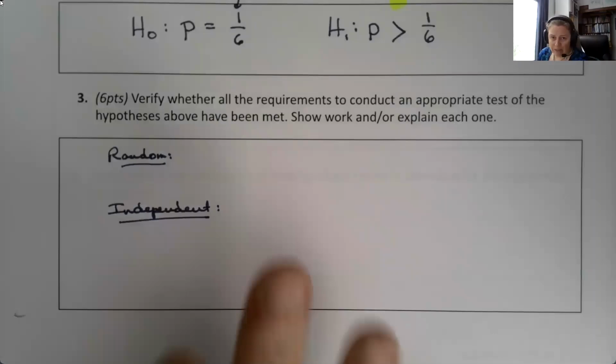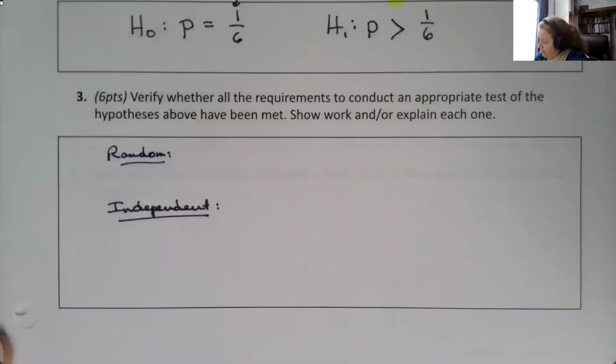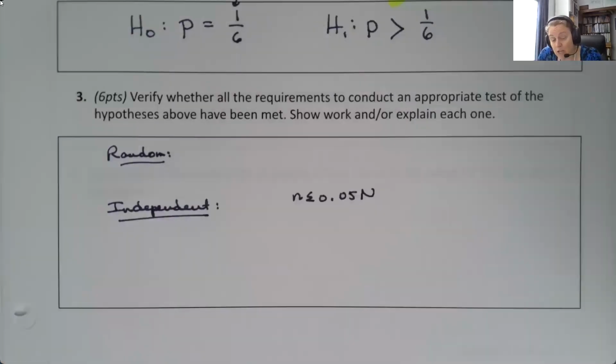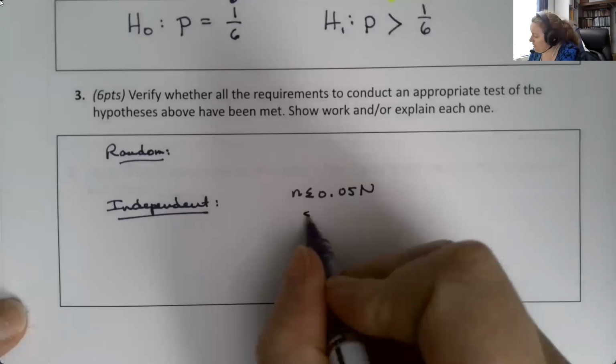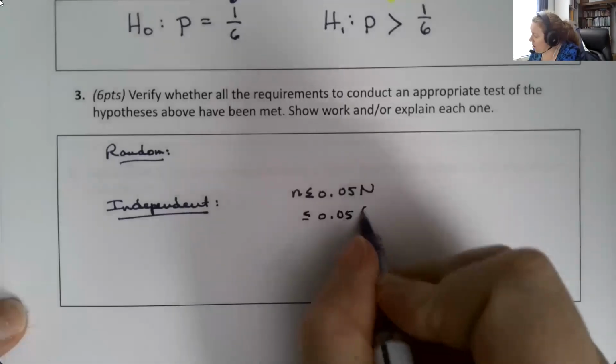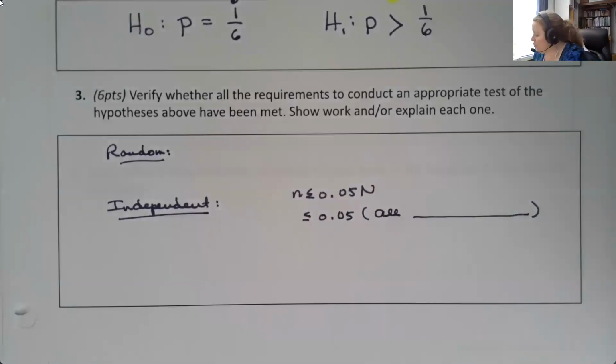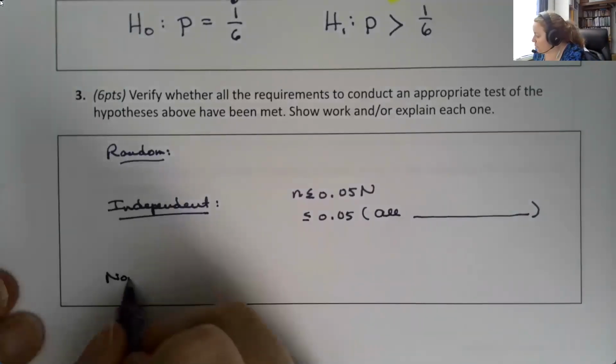Independent, we all know what that is, right? It's going to be little n is less than or equal to 0.05 capital N. But I'm going to tell you right now, you don't know the number for capital N. We've had that many times in worksheets and notes. It's okay. You still have to write something, right? So it's going to be less than or equal to 0.05. Let me give you a hint. It's going to start with the word all, something like that. And then for normal, this is the one I really wanted you to watch out for.